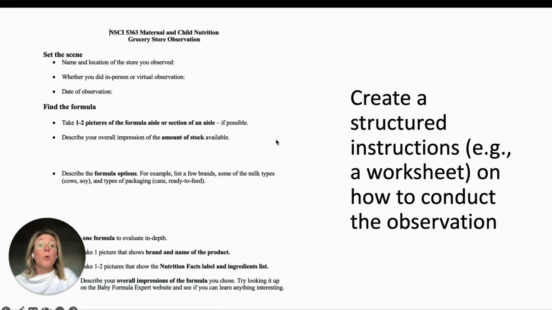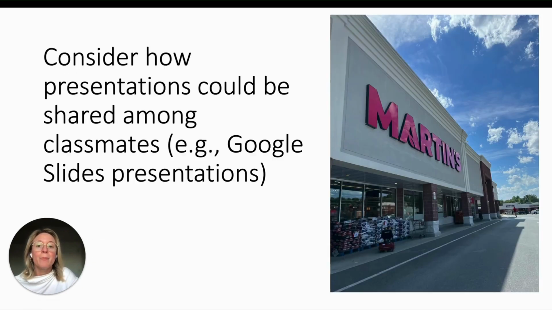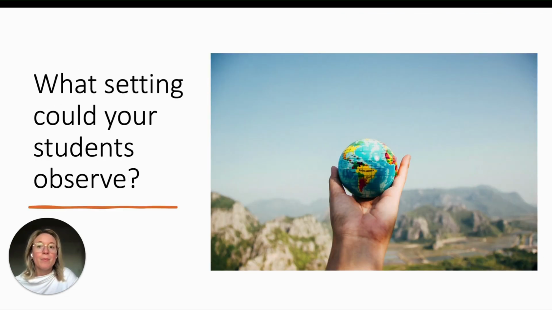Structured worksheets work well for students in field observations. I prompted students on where to go and what to take pictures of. For students doing online observations, they could take screenshots. In this case, 100% of my students chose to do an in-person visit, perhaps because the grocery store was part of their normal weekly routine. Students created PowerPoint slides of the photos they took so that students got to see a wide range of store settings. In closing, what settings can you think of?